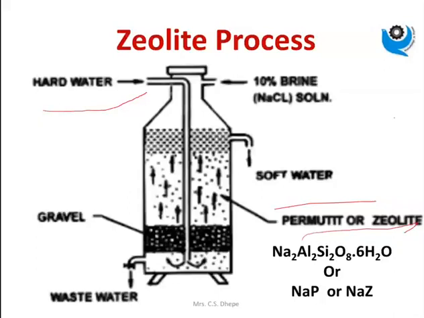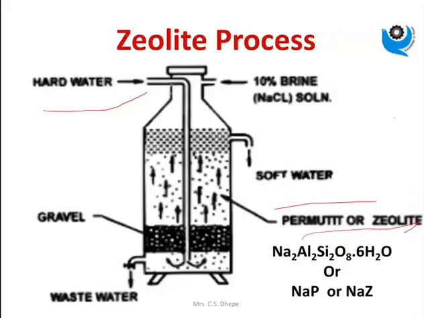See the diagram of the zeolite process. This zeolite process unit consists of a tall cylindrical container. Hard water is passed from the top of the container through a pipeline which opens at the bottom. As the water rises up, first it passes through the gravel, then it comes into the permutit or zeolite.